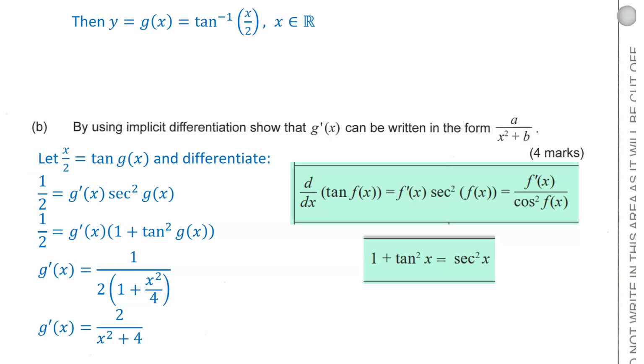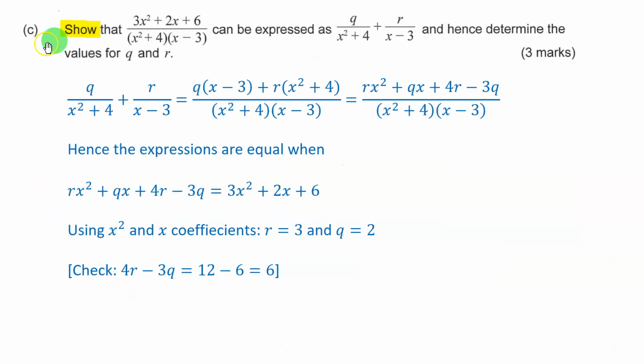Over the page, part C. Now we have to show that this expression can be expressed like this, and we're thinking, partial fractions, here we go. But it's not just determine the values of Q and R, but it's show that this expression can be expressed in this form first, and hence determine. So they're really telling us what to do here. We're going to earn our 3 marks.